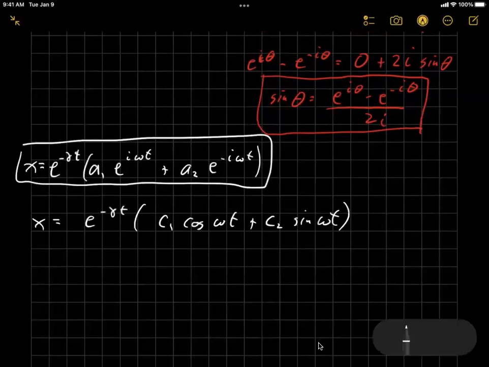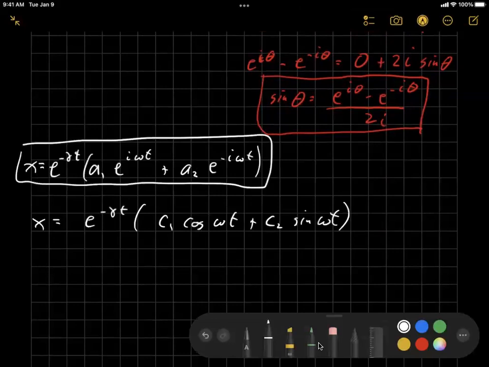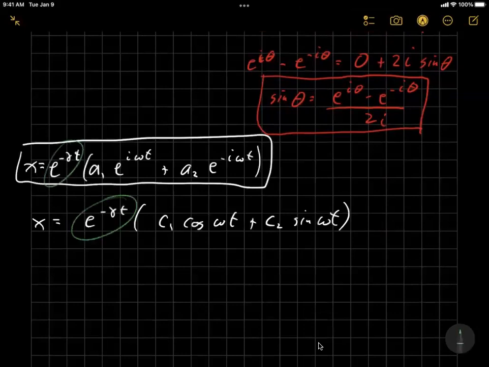Okay, so first of all, if we look at the two of these, we can see that the decay part is the same. So we need to show that C1 cosine omega t plus C2 sine omega t could be rewritten in terms of these imaginary exponential expressions. Or vice versa, we could take the imaginary exponential. So we could start here and show that we can get up to here, or the other way around. I'm going to do the first thing because it's easier.